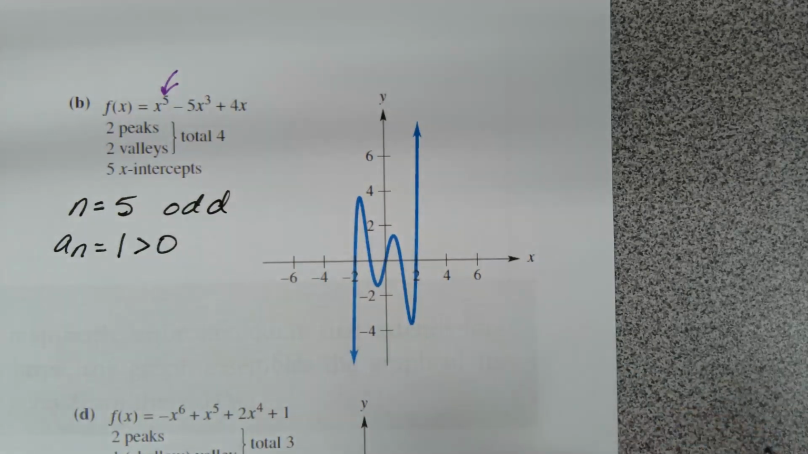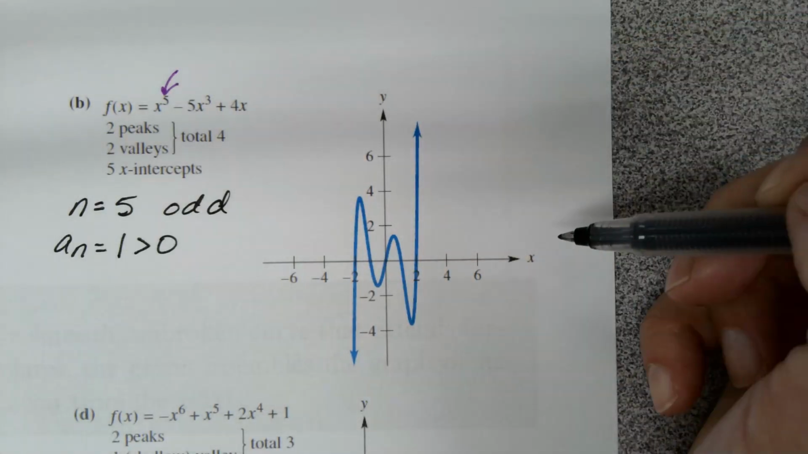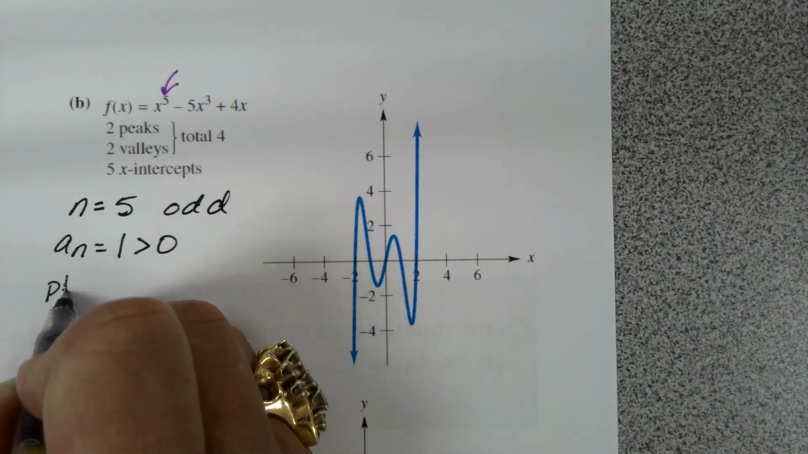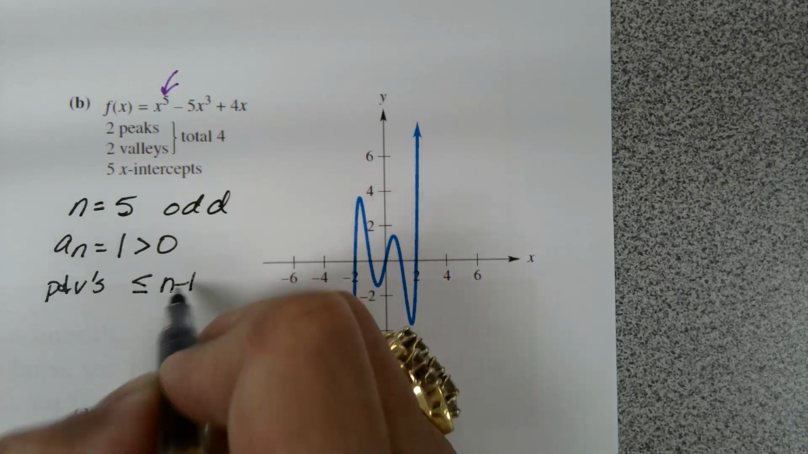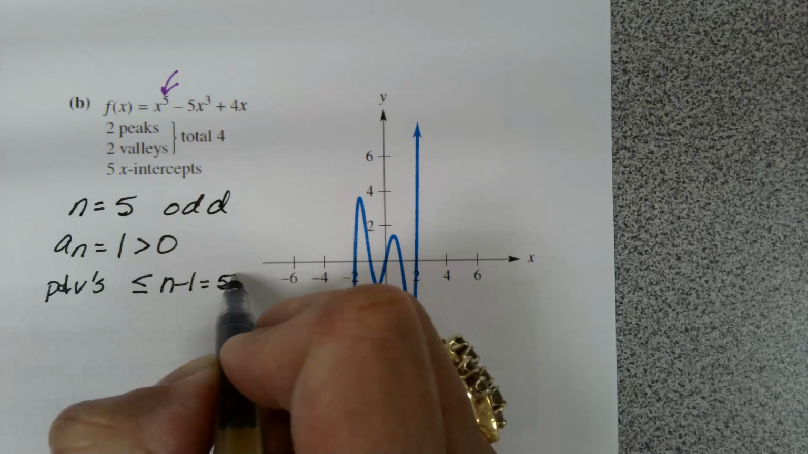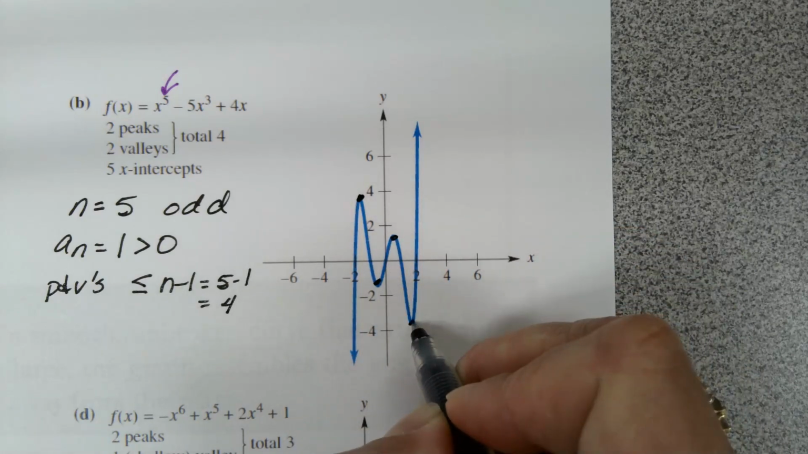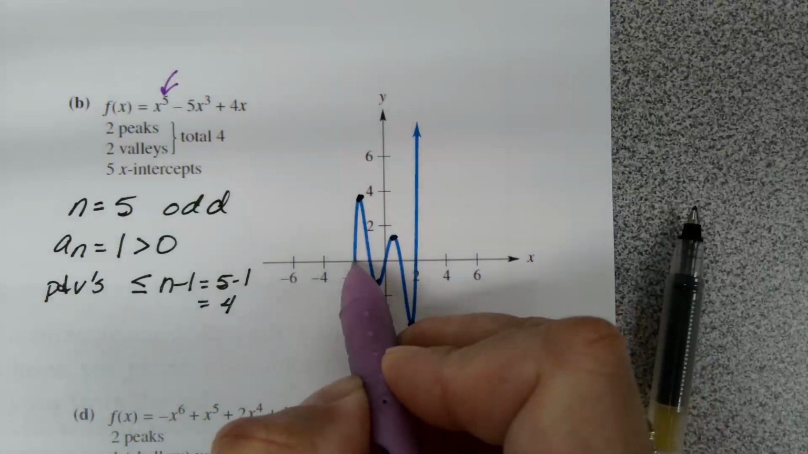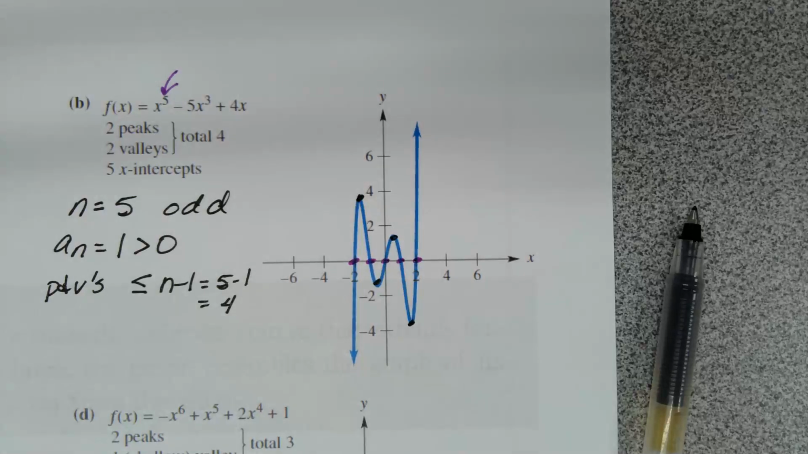If it's odd and positive, which is the same thing we had before, it's going to fall to the left and rise to the right. Peaks and valleys are less than or equal to n minus 1, at most n minus 1, so that's 5 minus 1, which is 4. Let's see that we've got that. We have exactly 4 peaks and valleys on this one. Our graph crosses the x-axis exactly 5 times, so we're still in alignment with all the things that were on the prior slide.